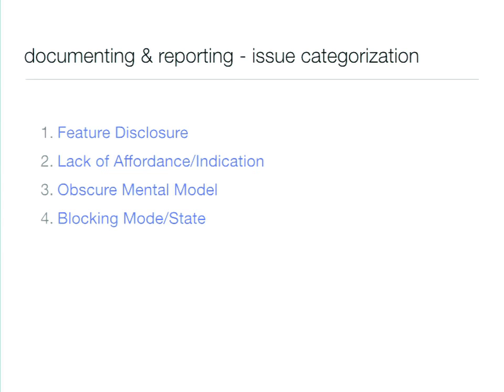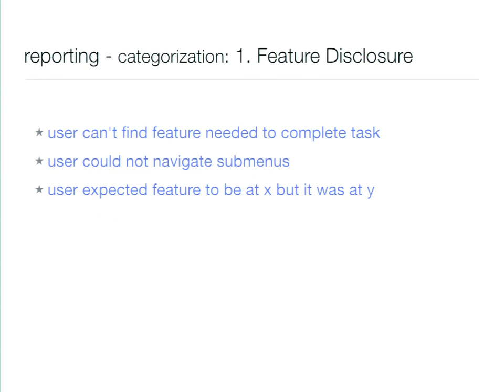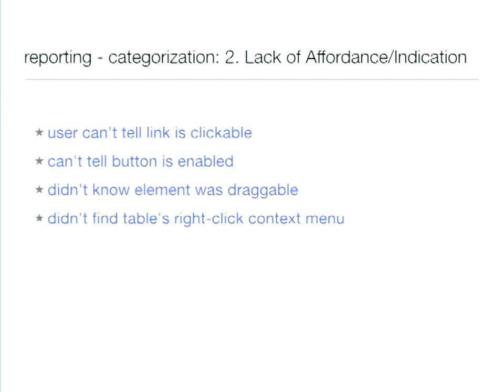So there's different ways of categorizing different issues. If you are creating a formal kind of report, you can create something where you're dividing things into feature disclosure, lack of affordance and indication, an obscure mental model, and a blocking mode or state. So a feature disclosure is quite simply that the user can't find what they need to complete a task. It's either hidden or they're not recognizing it, and they're not able to navigate the menus. They're expecting something to be in one place, and it's actually somewhere else.